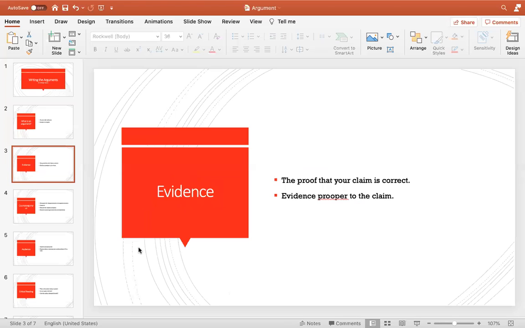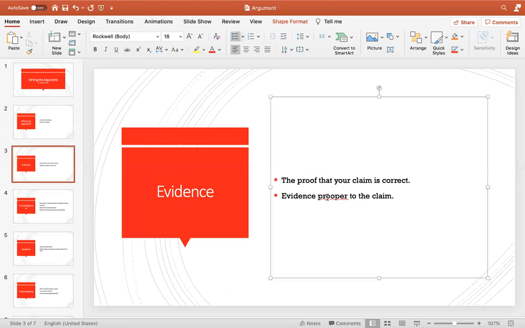Okay, now about the evidence. What is the evidence? The evidence is proof that your claim or your contention is correct. But the evidence that you produce must be proper to the claim that you make. Now, what do we mean by being proper? Basically, this is a kind of disciplinary direction. For literature, the kind of evidence that you have to produce comes from a literary text.